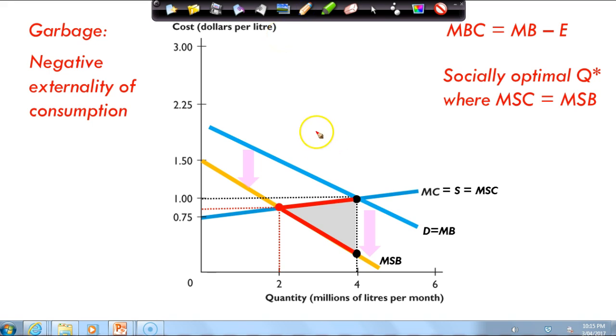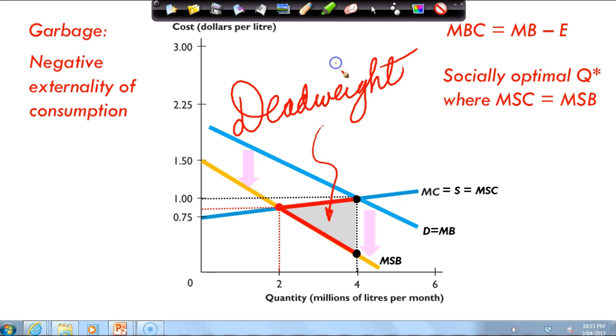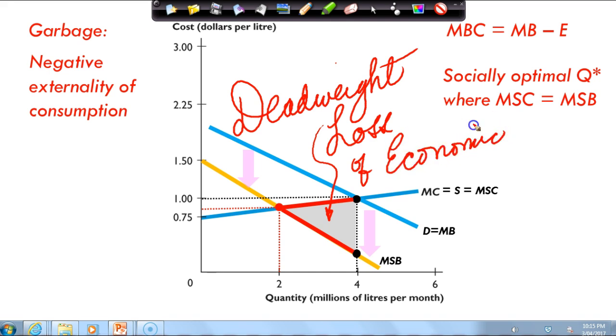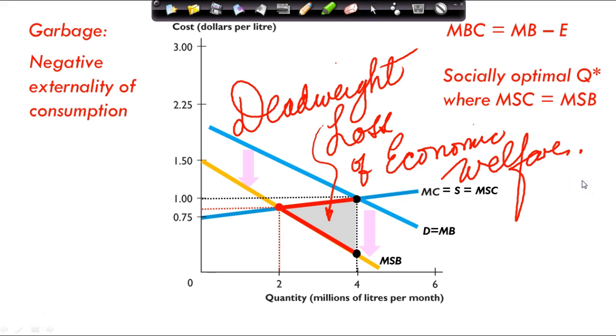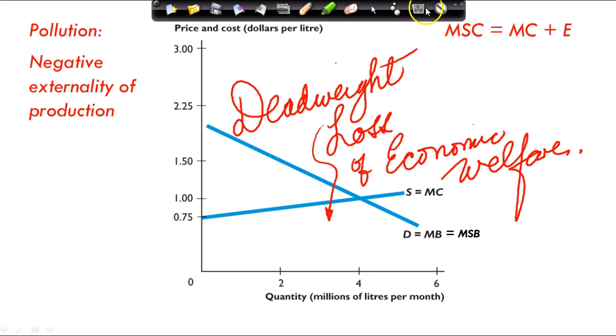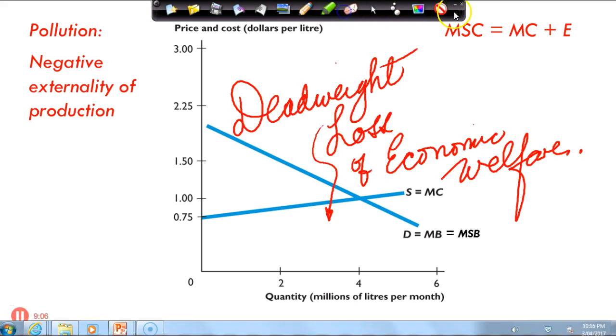So here, this area here is the deadweight loss of economic welfare. Okay. We should probably get rid of that.